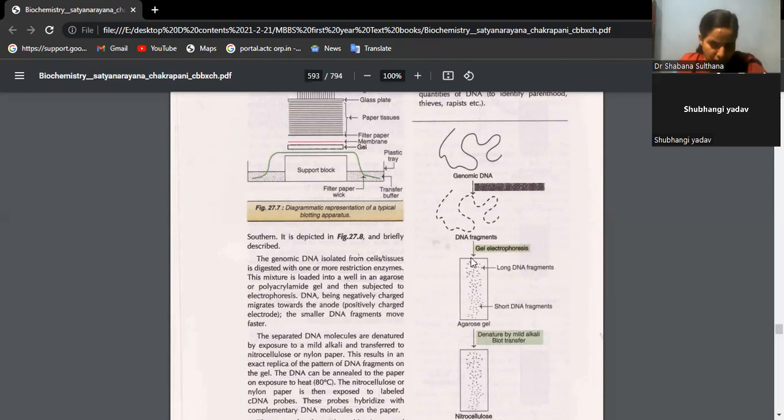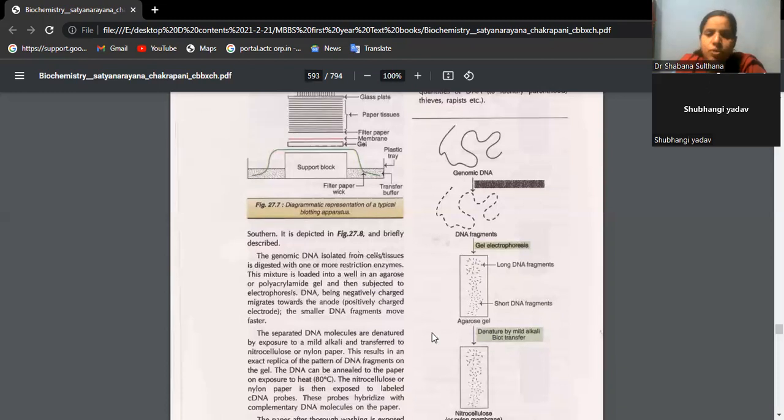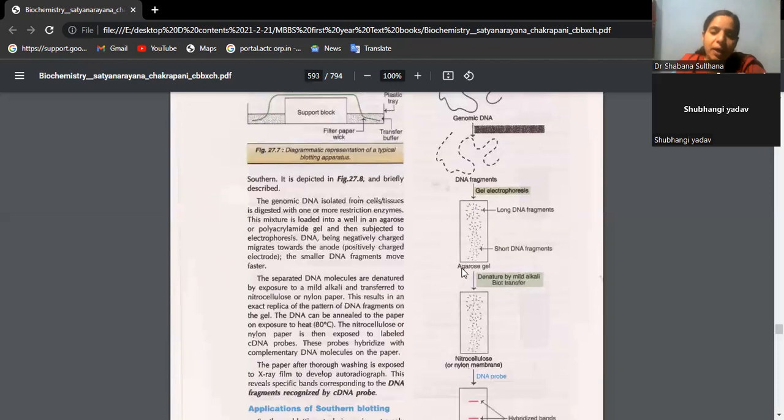Nitrocellulose paper, you have just studied, isn't it? It should be a solid paper. So you are allowing these DNA fragments to move, and we are fixing them on a paper so that they are immobilized forever. At one end you find long DNA fragments and at the other end short DNA fragments. We are making use of agarose gel. Agar is a seaweed. Then denaturation by mild alkali, which is called blot transfer. So initially electrophoresis is done on agarose gel, followed by transferring these DNA fragments onto nitrocellulose so that you can fix them and study that fragment.